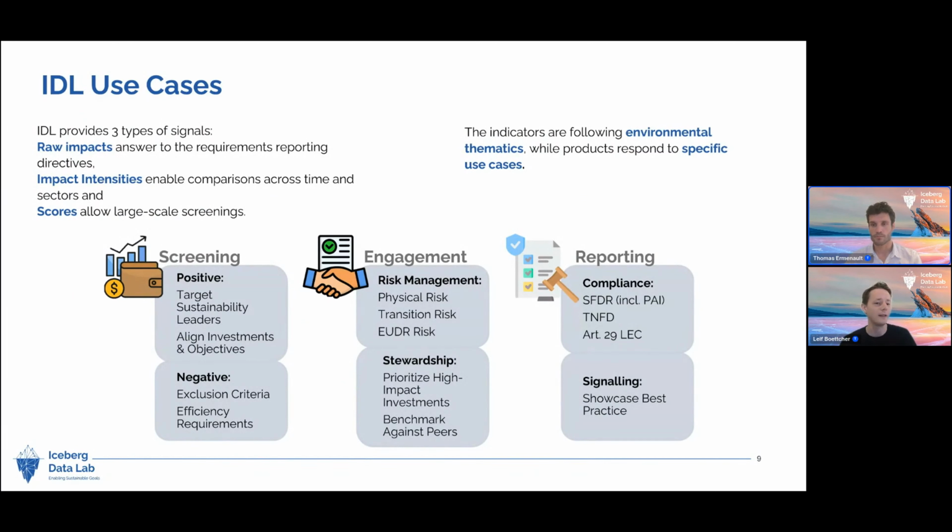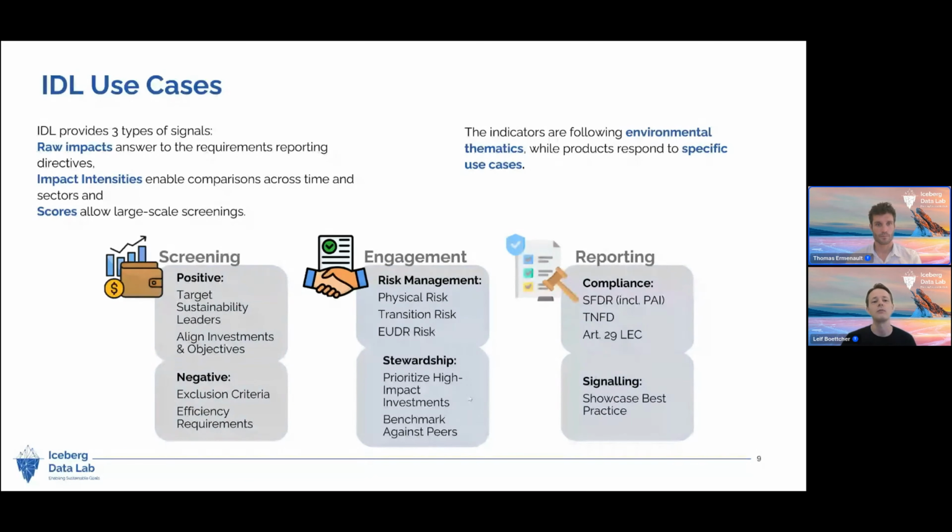Then we have the impact intensities, which are already put in relation to the size of the revenue of the company. That's a little more high level, a little less in detail, a little less life cycle assessment approach, but already more comparative. And then the last one is the score. And the scores are used for very, very fast and intuitive screening, let's say.